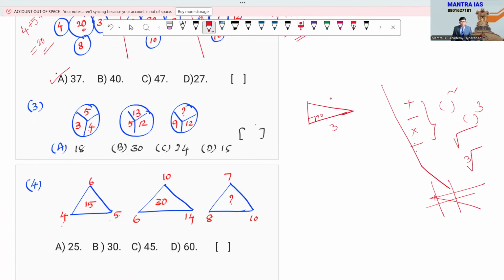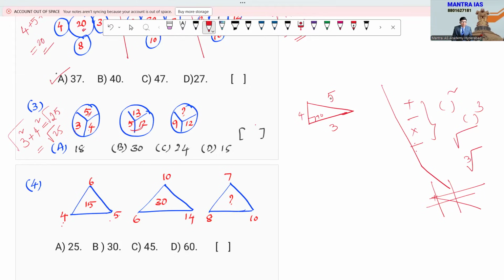So if I take 3, 4, it must be 5. What's the logic? The Pythagorean principle, the Pythagoras theorem. So that is 3 square plus 4 square. How much is it, my friends? 9 plus 16, it is 25. But 5 indicates the square root of 25. What is root 25? 5.